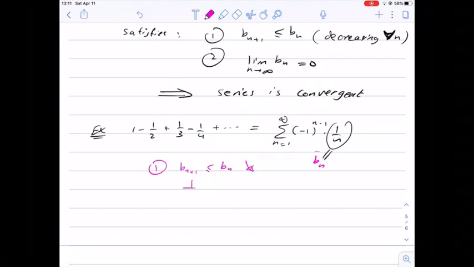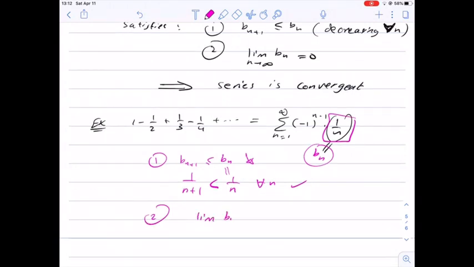So let's substitute n plus 1 into Bn. So Bn+1 becomes 1 over n plus 1. Bn is 1 over n. Just substitute n plus 1. Now this is Bn+1. What about Bn? It's 1 over n. As we can see, 1 over n plus 1 is less than 1 over n for all n greater than or equal to 1, or for all n, because we know that n means 1, 2, 3, natural numbers. So the first condition is satisfied.